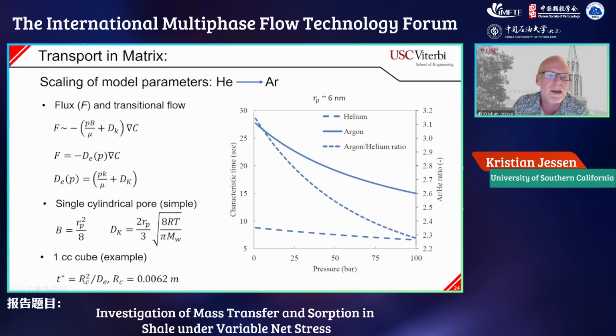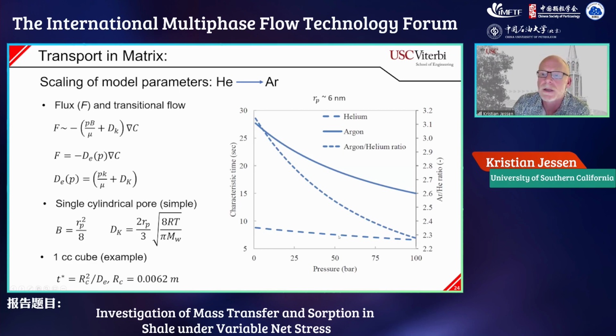If I have a length squared divided by an effective diffusivity, I can estimate the time, but the time itself is really not the important part. It's the ratio between helium and argon that's important. Because if the characteristic time between transport of helium versus argon changes by a factor of 2, then we will have to rescale our model parameters accordingly, because we're working with the inverse of the characteristic time.